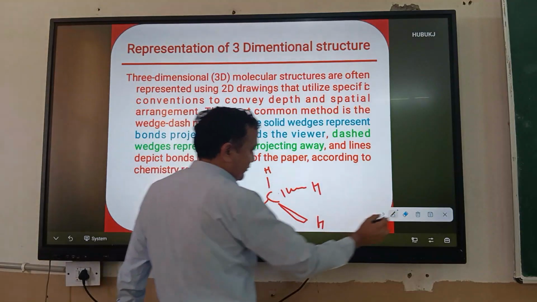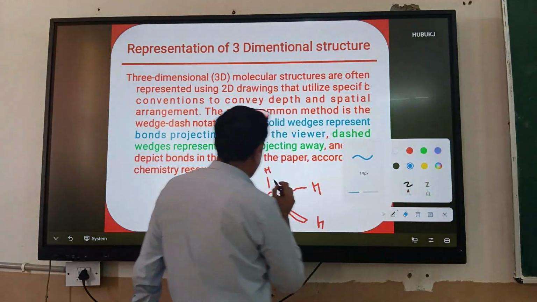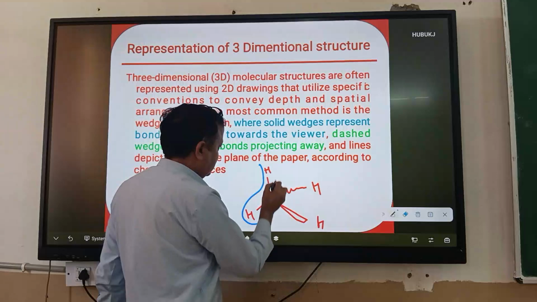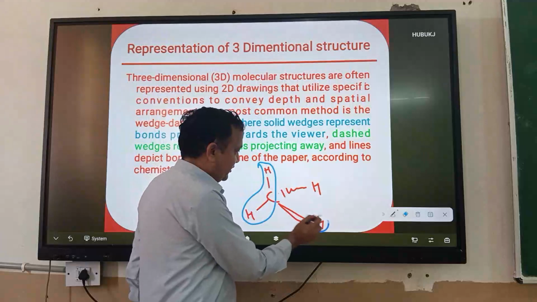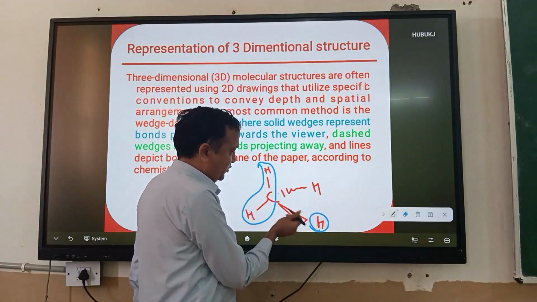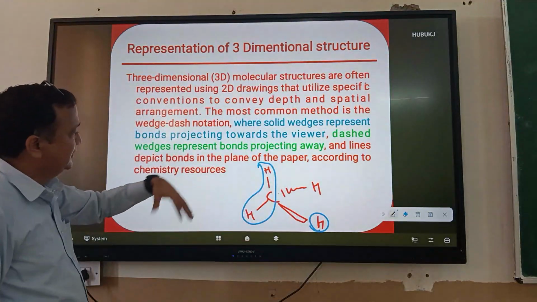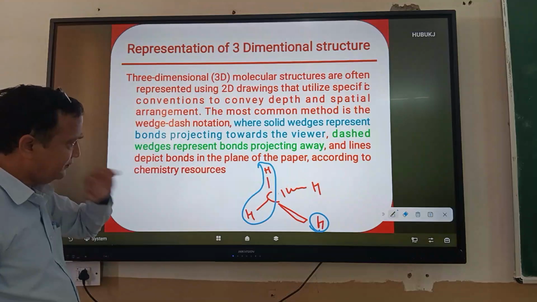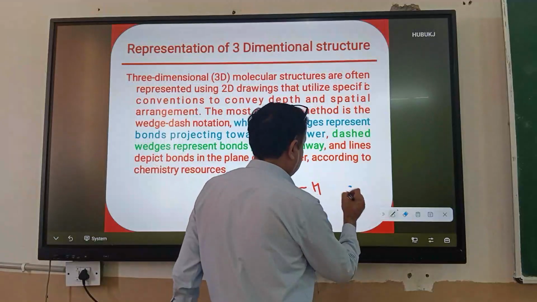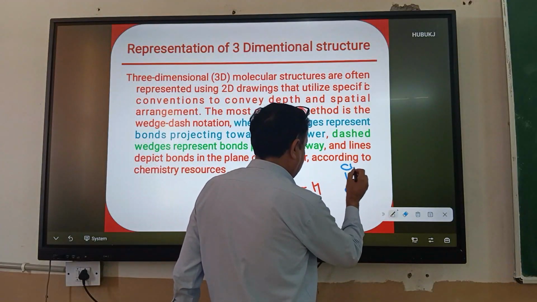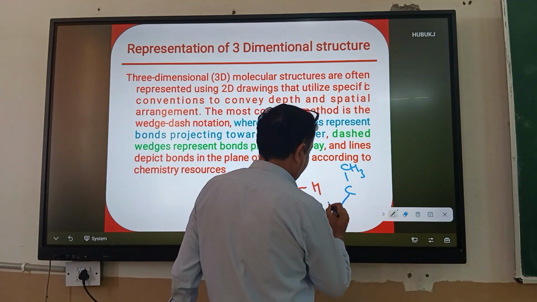This carbon and hydrogen lie in one plane. One hydrogen is towards you and another hydrogen is away from you. This is a 3-dimensional representation of a simple molecule like methane. Let's take a more complicated molecule. Here a carbon is there which has 3 different groups.